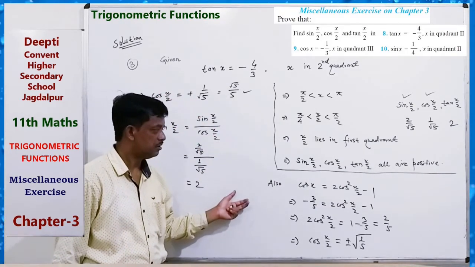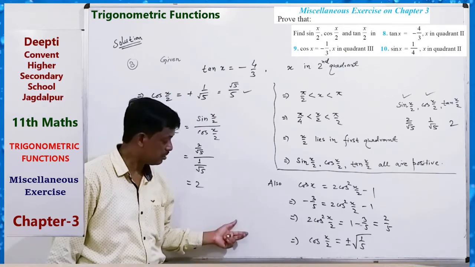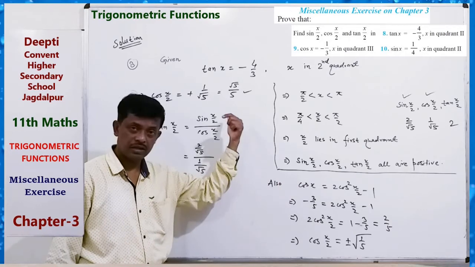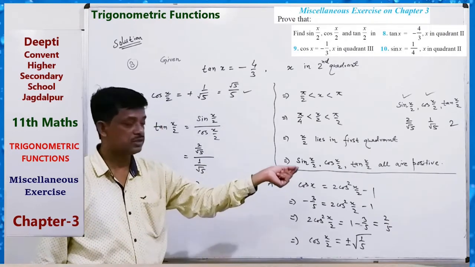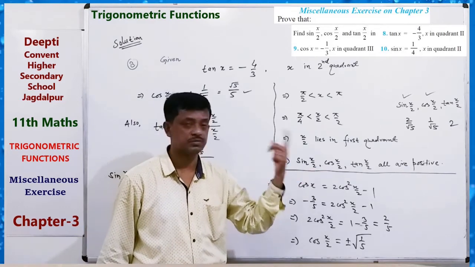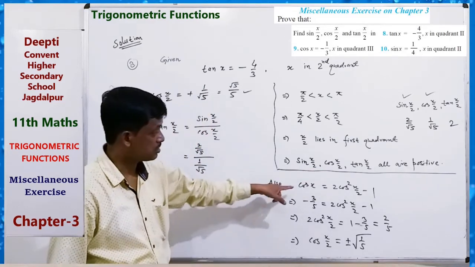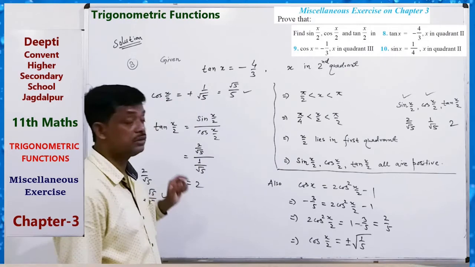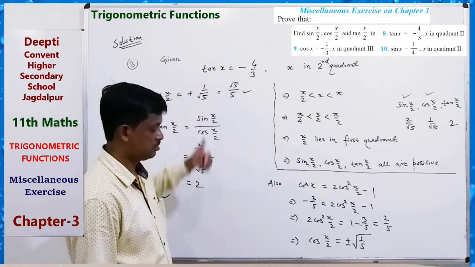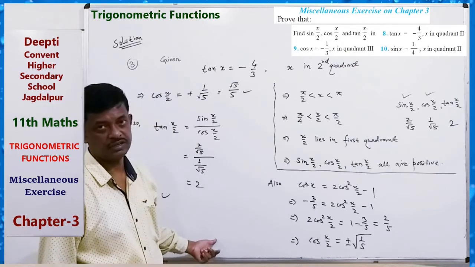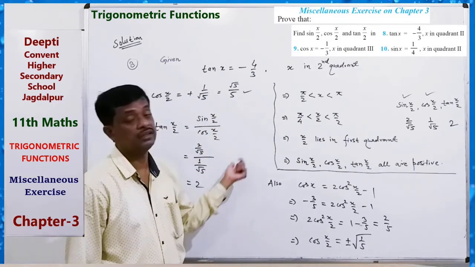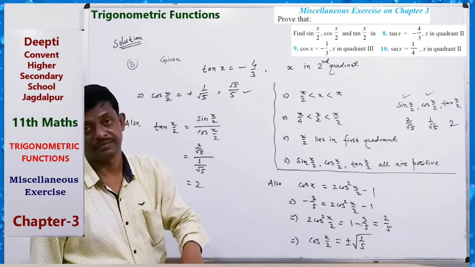For solving, you can get sin x by 2 and cos x by 2 from the cos 2 theta formula, that is, cos x equals 2 cos square x by 2 minus 1, and cos x equals 1 minus 2 sin square x by 2. So to find cos x by 2, you first try to find cos x. If tan x is given, just find cos x. If sin x is given, then also try to find cos x. If cos x is given, then also find cos x.